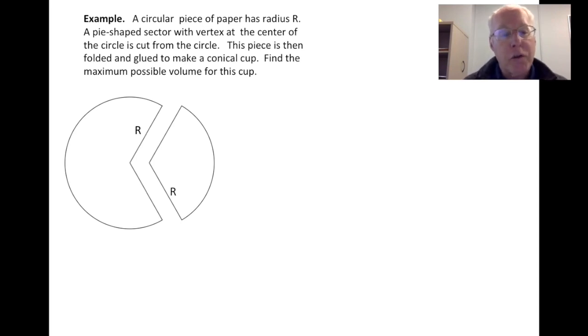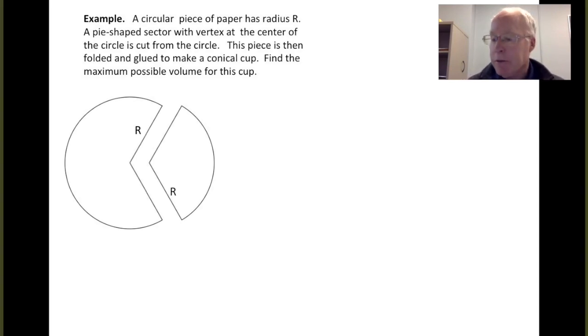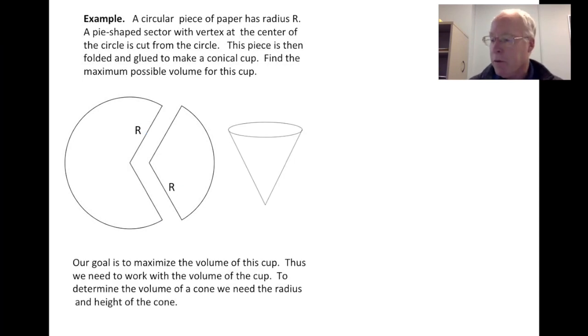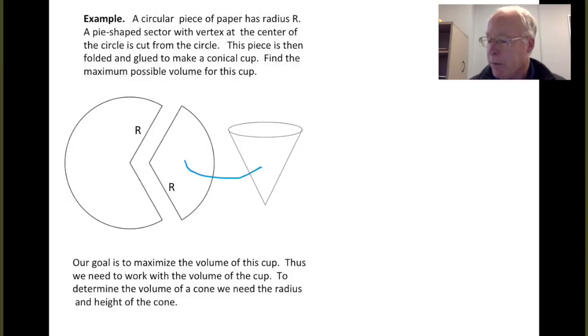So here is the circle with a sector cut out. We've made these radial cuts perhaps along here, and then just pulled this sector out. And we're then going to imagine folding that sector into a cone. So this piece of triangle, we just tape these two edges together and get the cone over there, which we're going to call a cup. We want to maximize the volume of this cup.